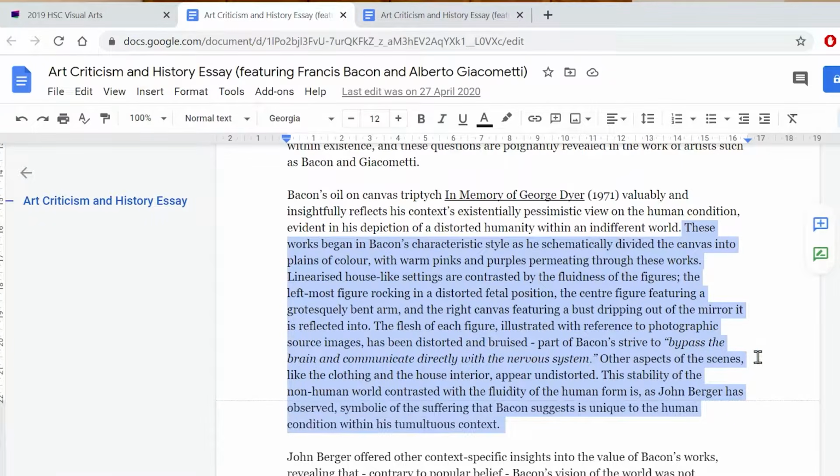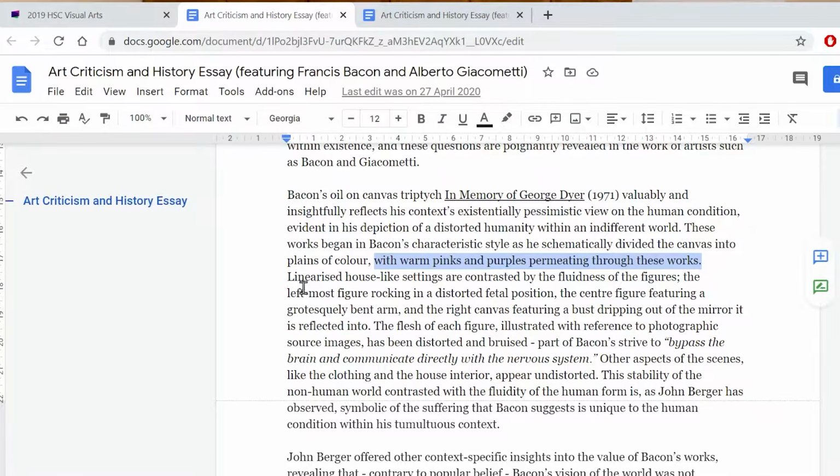These works began in Bacon's characteristic style as he schematically divided the canvas into planes of colours, with warm pinks and purples permeating through these works. Linearized house-like settings are contrasted by the fluidness of the figures, the leftmost figure rocking in a distorted fetal position, the centre figure featuring a grotesquely bent arm, and the right canvas featuring a bust dripping out of the mirror it is reflected into. The flesh of each figure, illustrated with reference to photographic source images, has been distorted and bruised, part of Bacon's drive to bypass the brain and communicate directly with the nervous system.